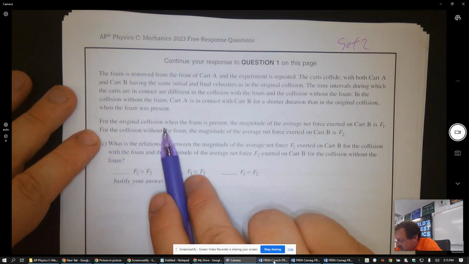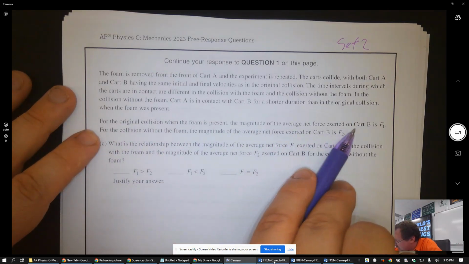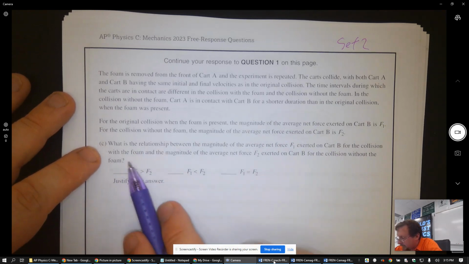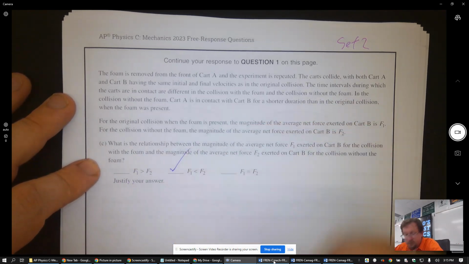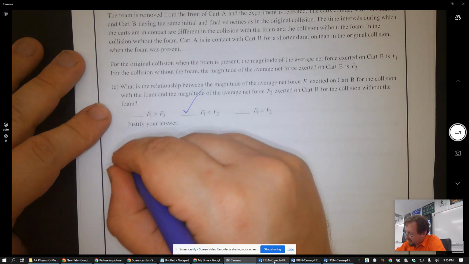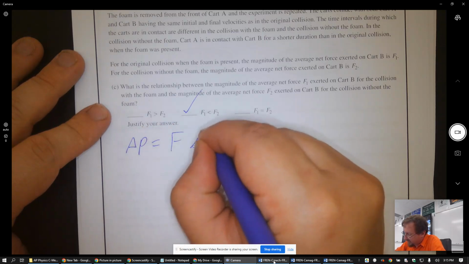For the original collision, when the foam is present, the magnitude of the average net force is F1. Then it's F2. So F2 is going to be greater than F1. And how do we know that? Because delta momentum equals F delta t.